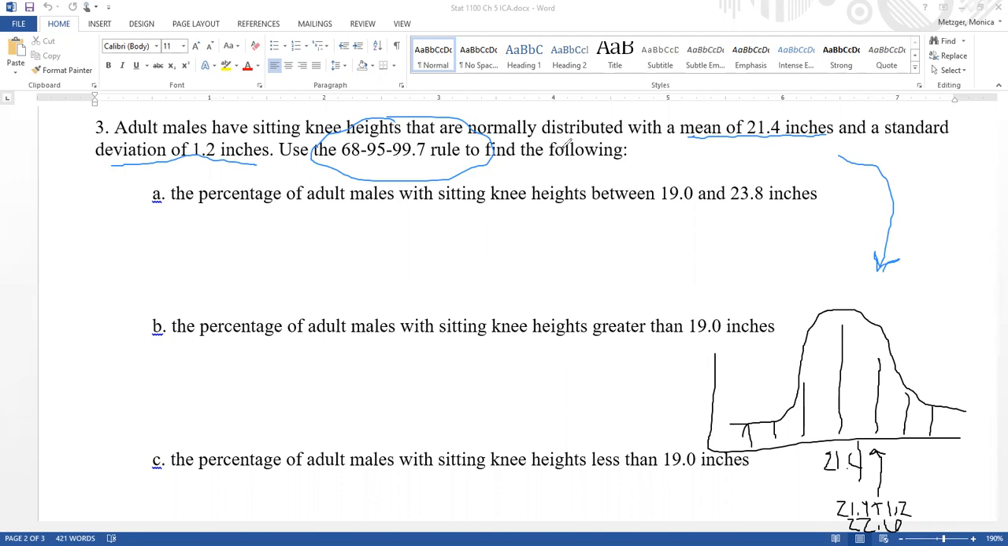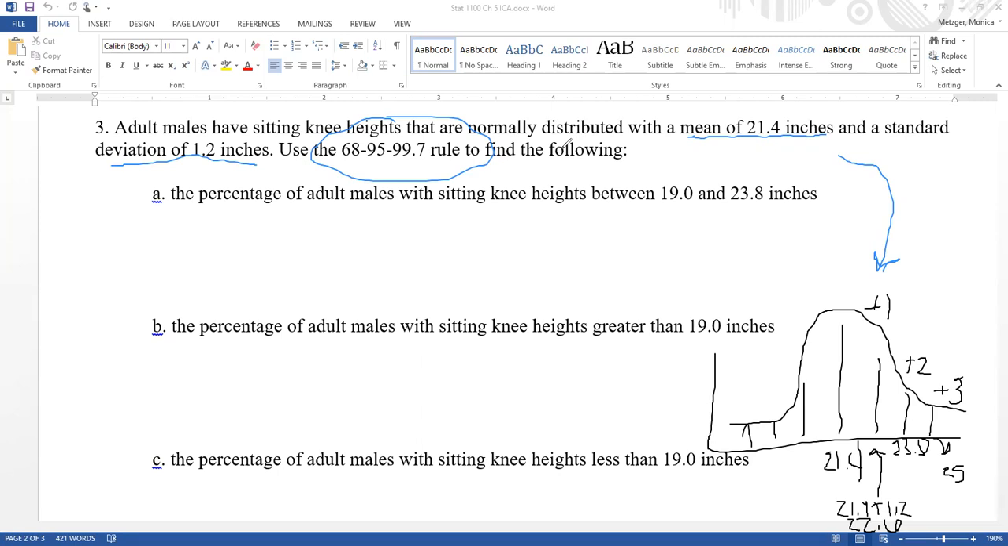And I'm going to keep adding 1.2 each time I go out. Remember, this is plus 1 standard deviation, plus 2, and plus 3. It's a little bit of a sloppy 3. There we go. So I'm going to go ahead and add that standard deviation again to that 22.6, and I end up having 23.8. And then I'm going to add again one more standard deviation to get a value of 25 here. So notice I've only gone to the right side of the mean.